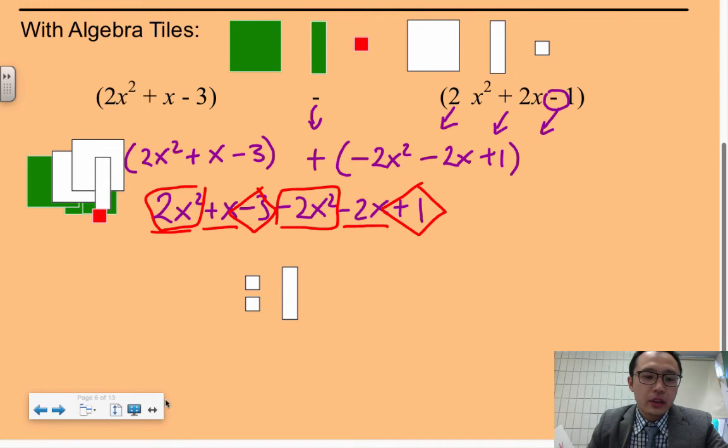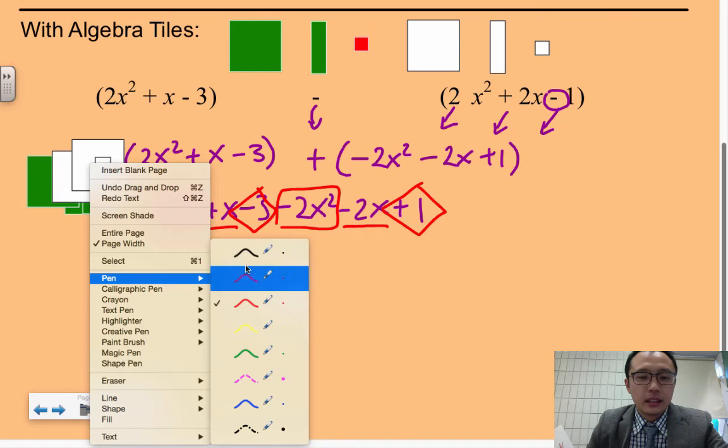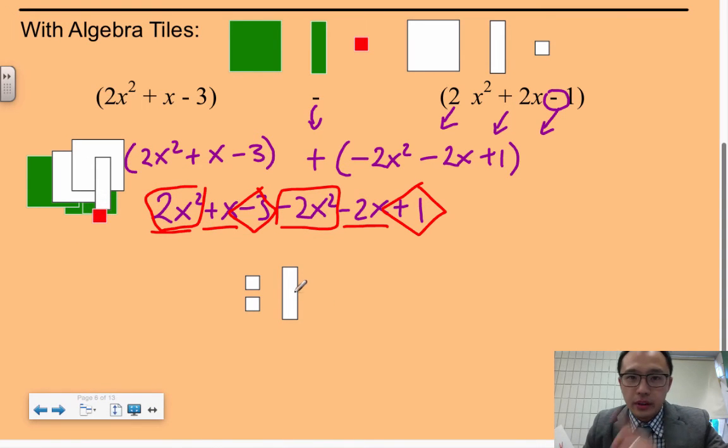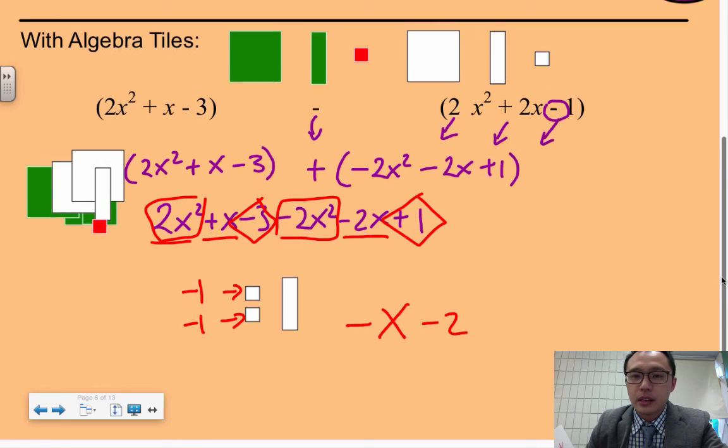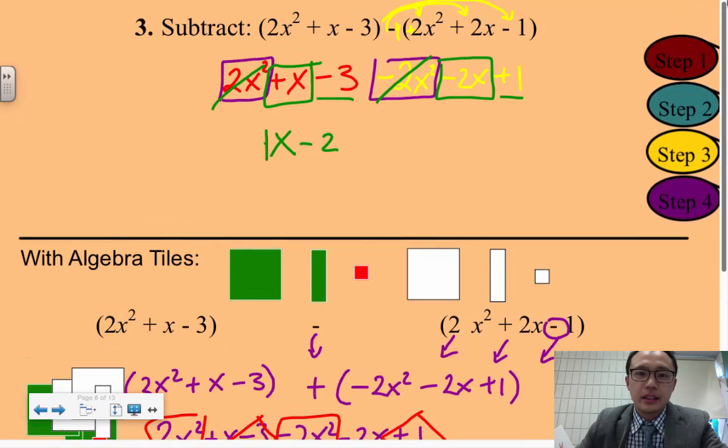What is this rectangular shape? What does that represent? First of all, it's a negative. And what is that rectangular shape? They're x's, so that's negative 1x. What about these ones? This individual one is minus 1. Since we have two minus 1s, that'll be minus 2. Is that the same answer as what we got up top? Exactly. So that's how you subtract polynomials.